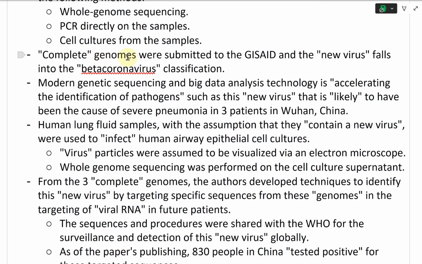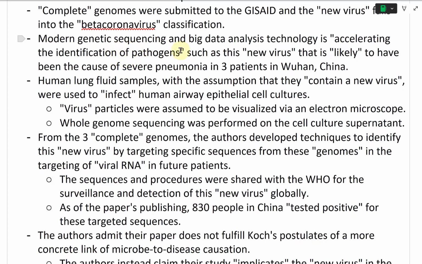Complete genomes were submitted to the GISAID, and the, quote, new virus falls into the beta coronavirus classification. Modern genetic sequencing and big data analysis technology is, quote, accelerating the identification of pathogens such as this, quote, new virus that is, quote, likely to have been the cause of severe pneumonia in 3 patients in Wuhan, China. Human lung fluid samples, with the assumption that they, quote, contain a new virus, were used to, quote, infect human airway epithelial cell cultures. Quote, virus particles were assumed to be visualized via an electron microscope. And whole genome sequencing was performed on the cell culture supernatant.